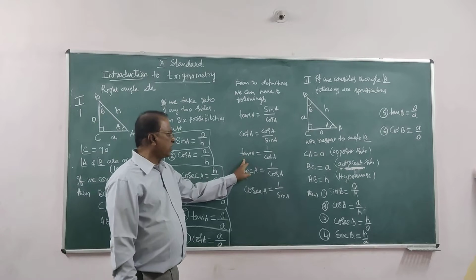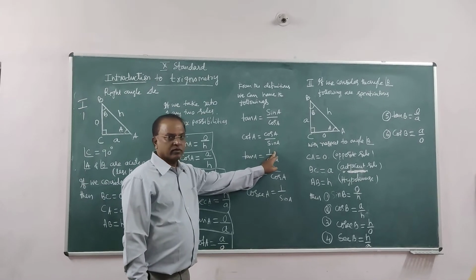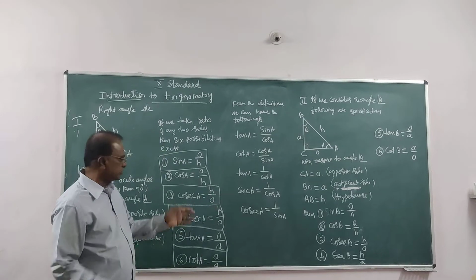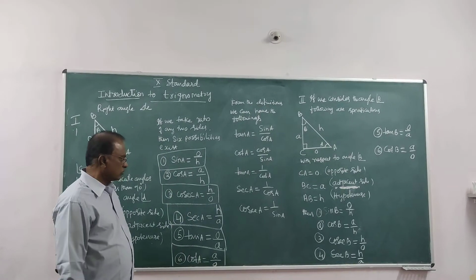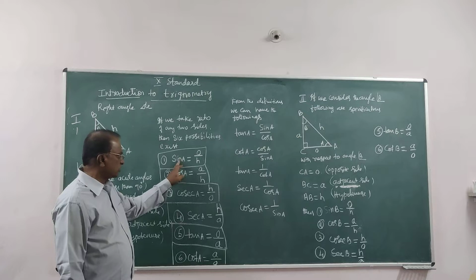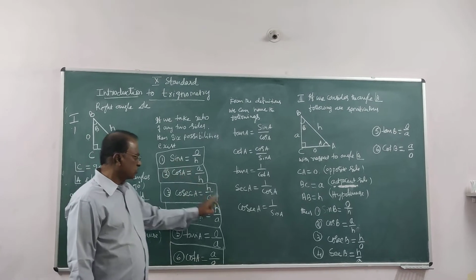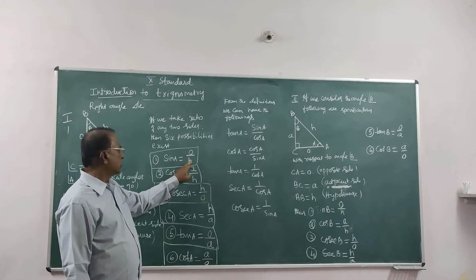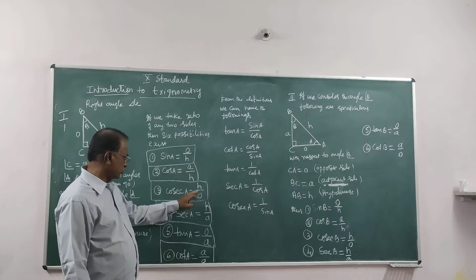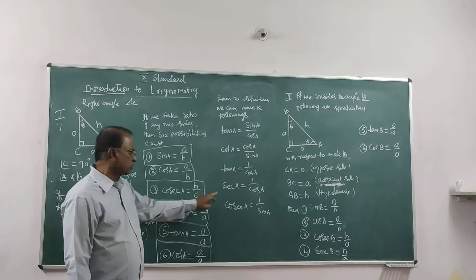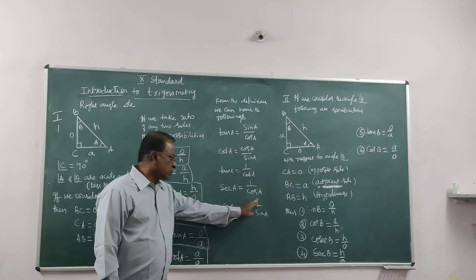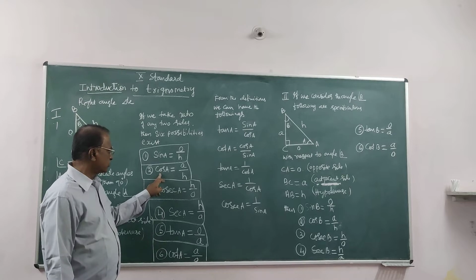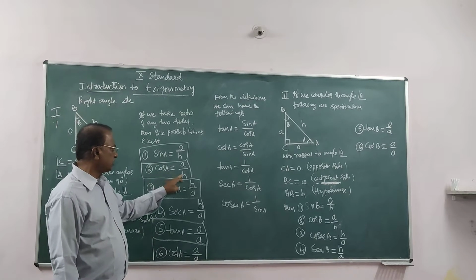Tan A is the reciprocal of cot A. Tan and cot are reciprocals. The reciprocal of this is cosecant A, the reciprocal H by O. Therefore, cosecant is equal to 1 by sin A. The reciprocal of this, 1 by cos, is H by A.